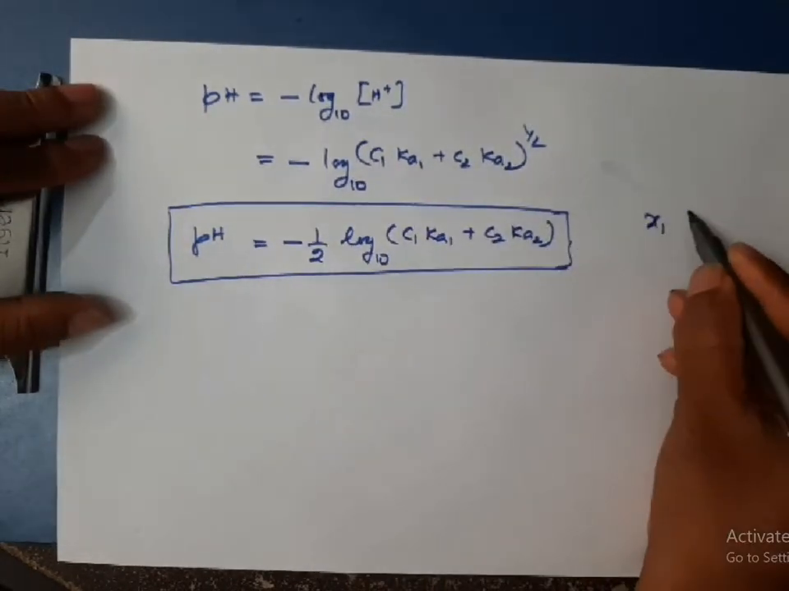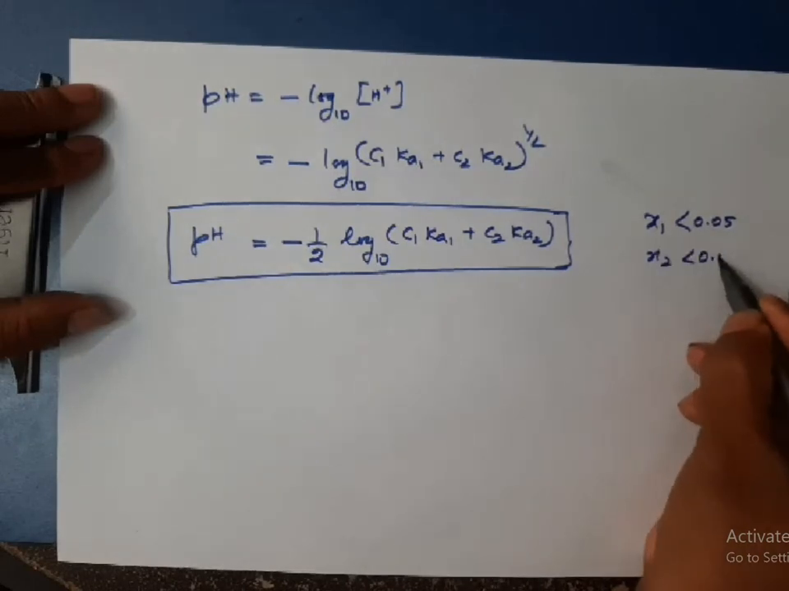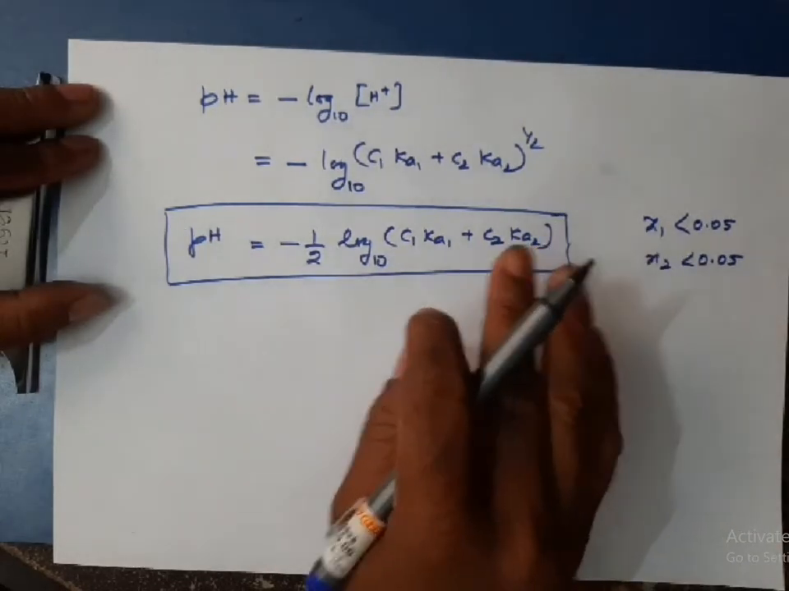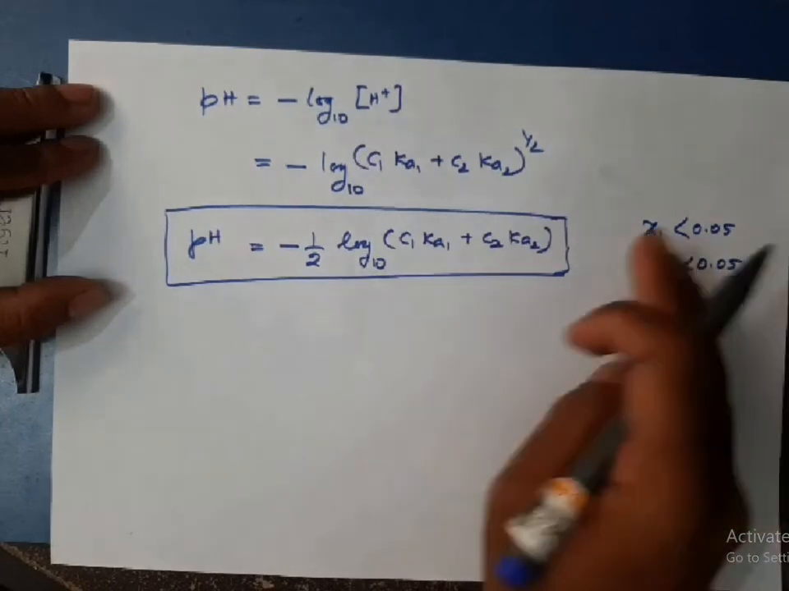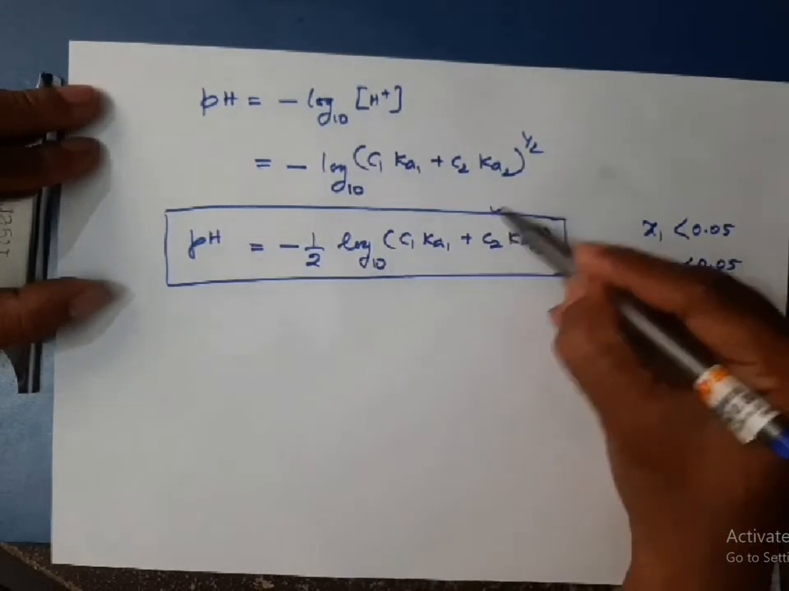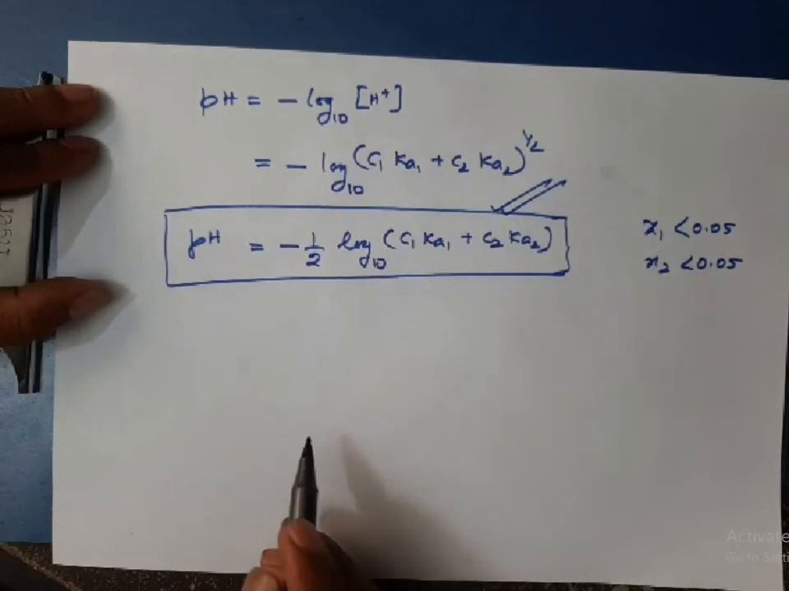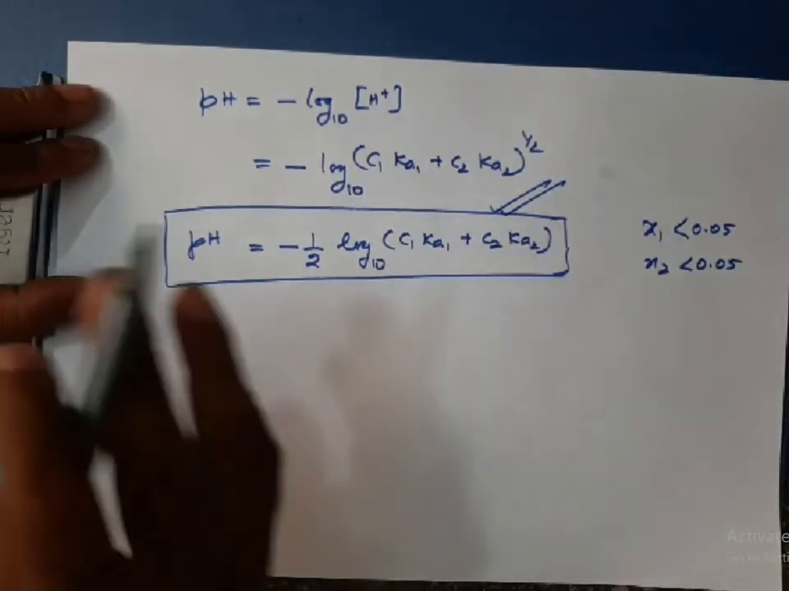This will give me the pH for a solution containing two weak acids under the assumption that x1 is less than 0.05 and x2 is also less than 0.05. Definitely, due to common ion effect, the values will be very low. If x1 and x2 both are lesser than 0.05, you can use this expression to calculate the pH of the mixture containing two weak acids.